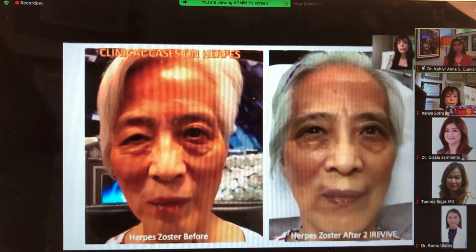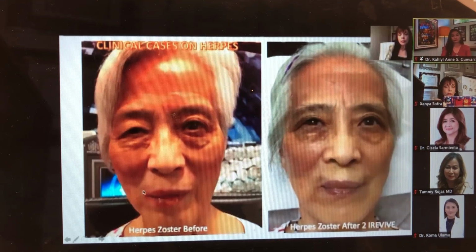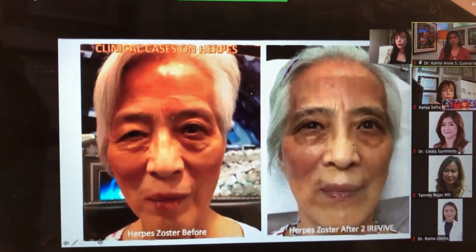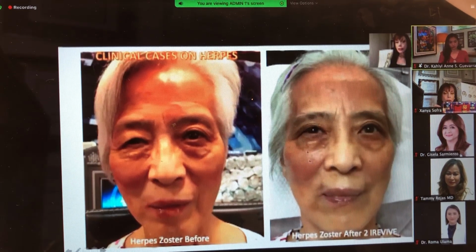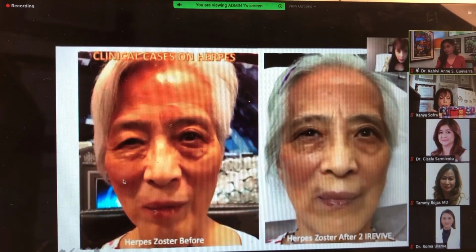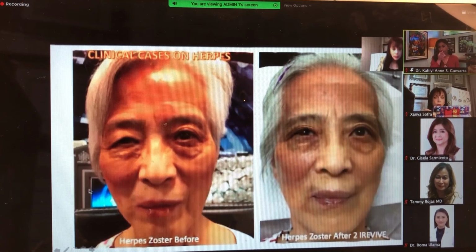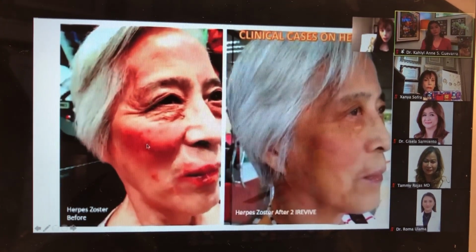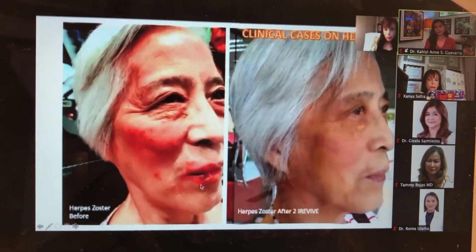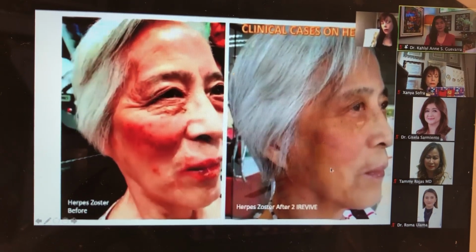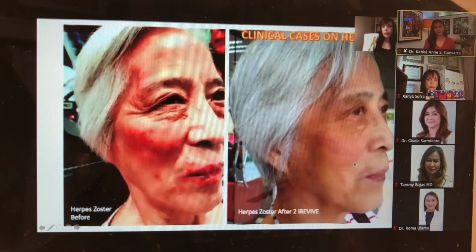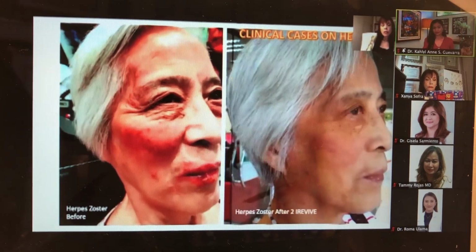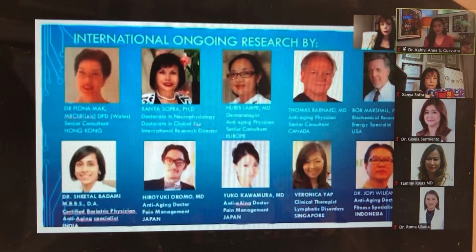This is another clinical case on herpes. This is the lady before, and this is after 2 treatments. As you can see, there is significant healing. As you cannot see, it was much worse in real life. Here you can see it a little better. You can see the inflammation here and the damage of her skin and how it has completely passed. The same lady after 2 treatments, an 86-year-old with herpes zoster.